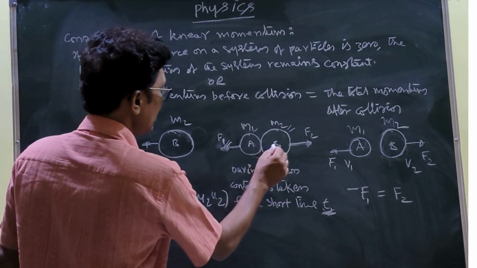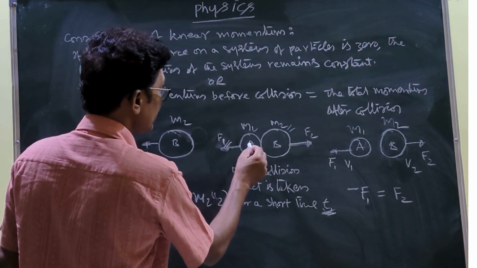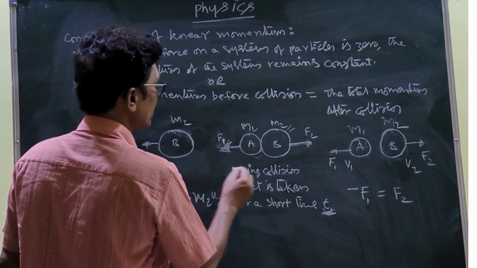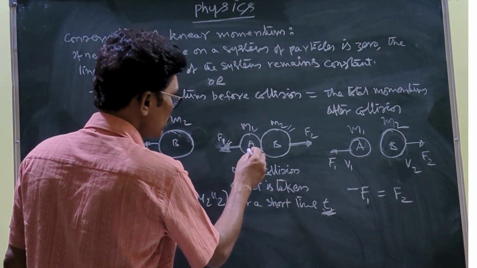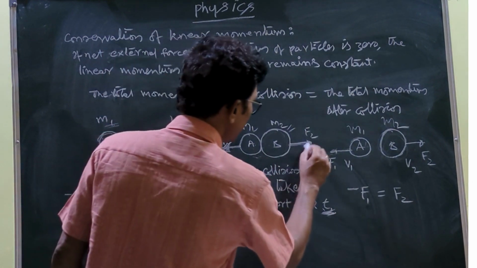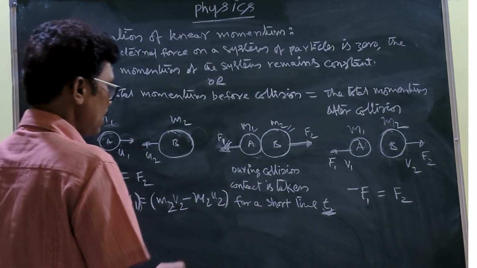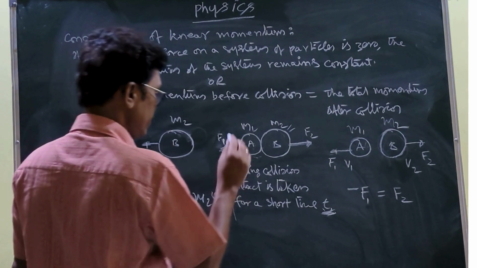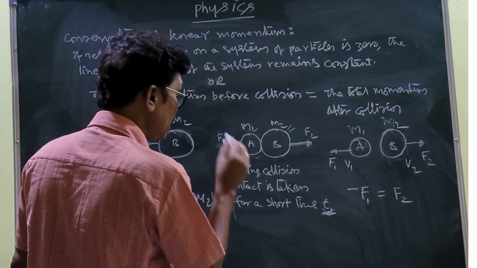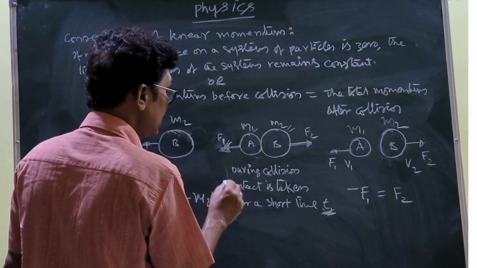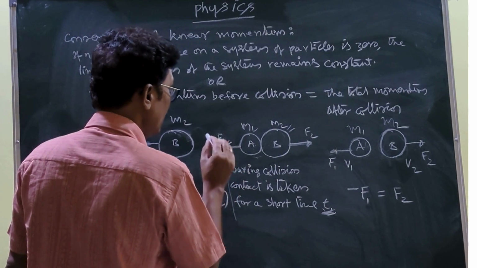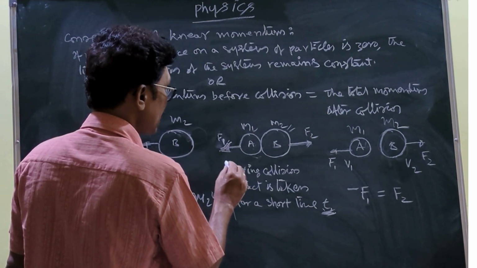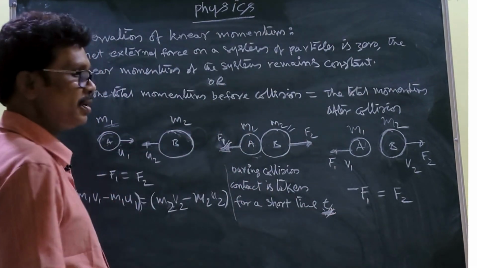Once they collide, object B exerts a force on A. Let us say this is the force F1. Object A exerts a force on B, acting in this direction. But one thing we have to understand here: during the collision, contact takes place between these two objects, and during that contact, a short time is consumed. Let us say that is time t.